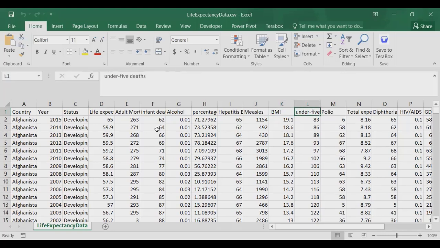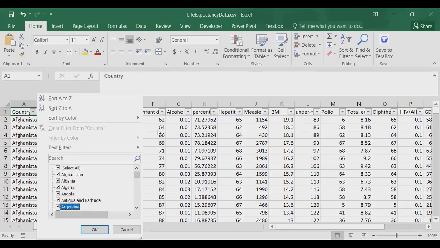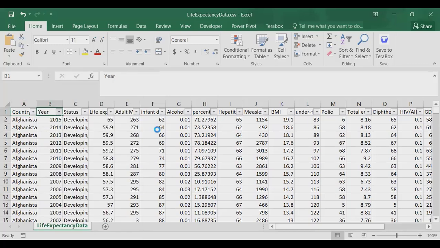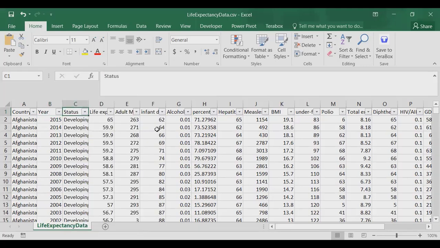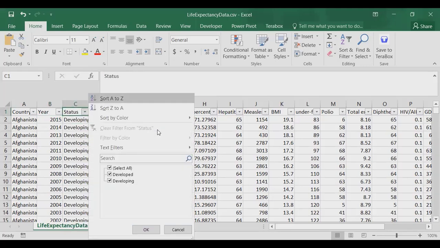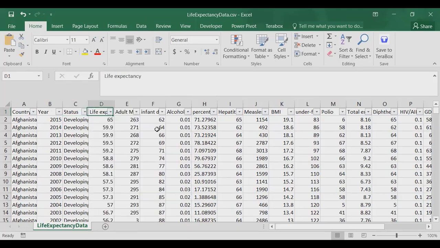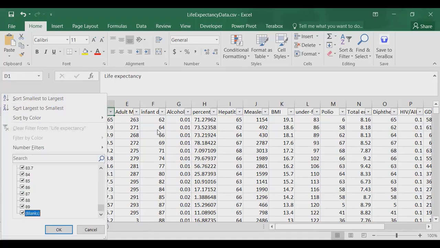BMI is generally healthcare related, recorded for each country. Here we can see countries like Afghanistan and so many others, A to Z, all the way till Zimbabwe. The years they have taken are 2000 to 2015, almost 15 years. And status is developing or developed countries. Some of the countries are at the developing stage, and some are developed. Then life expectancy is the age in years.